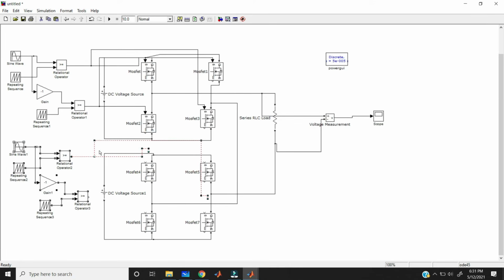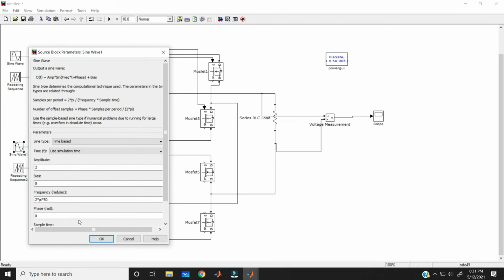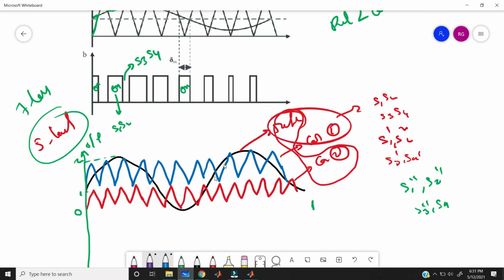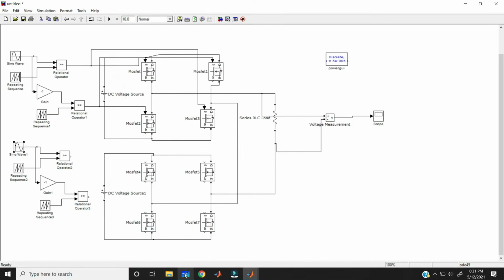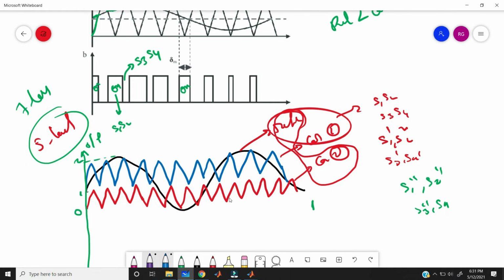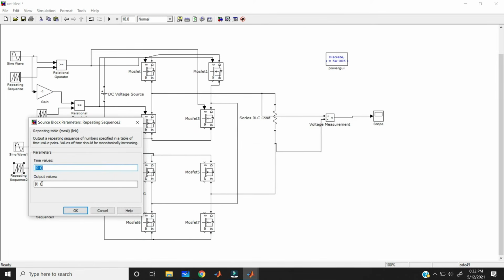But here we need to take different values. Here the sine wave is the same, it does not change, 0 to 1 only. Why? Because here the sine wave is the same for these two carrier waves, but the repeating sequence must be changed. So here the time value is 0 to 1 for the red one and 0 to 1 for the blue one also. But the output value is changed. Here for the second wave the output value is 1 to 2 only. That's why I am taking the repeating sequence output values as 1 to 2.